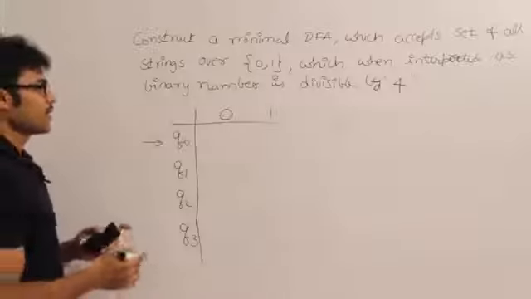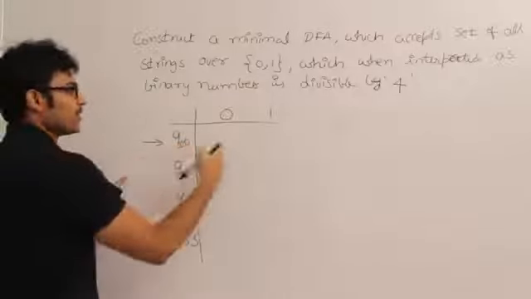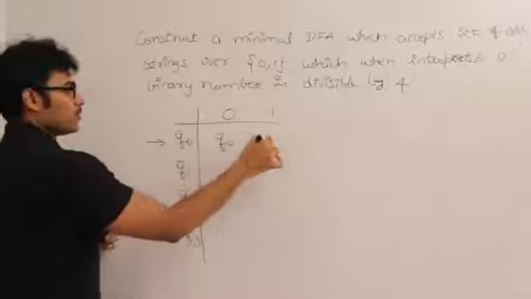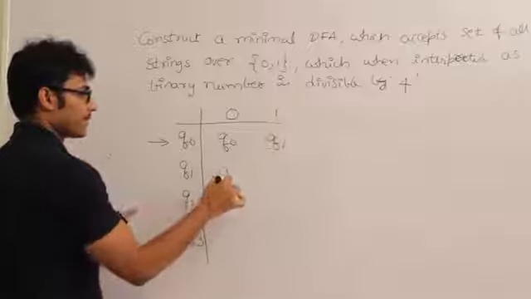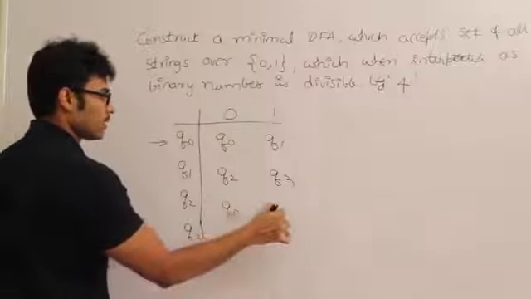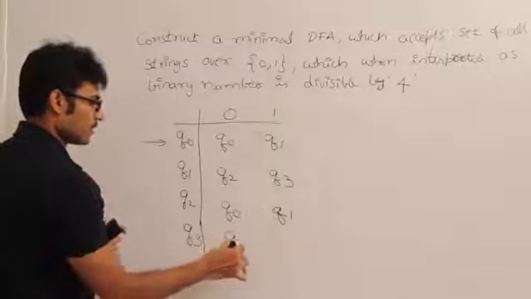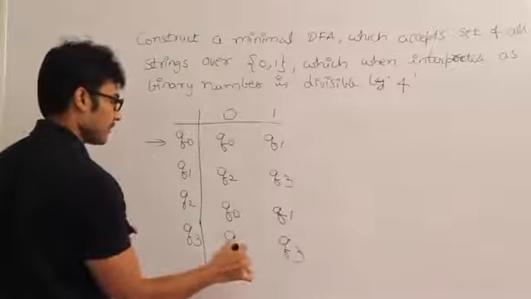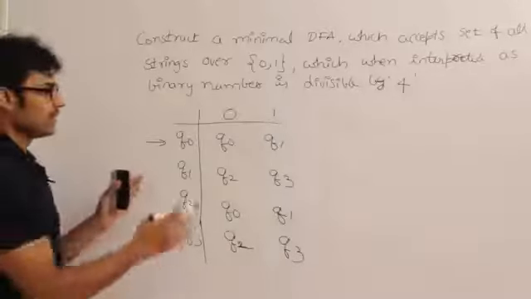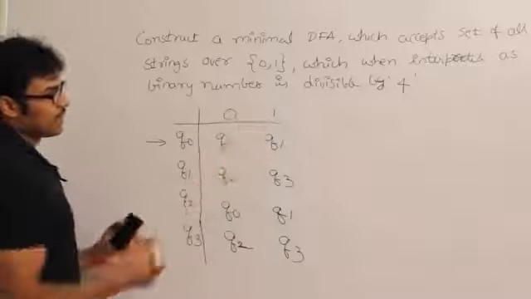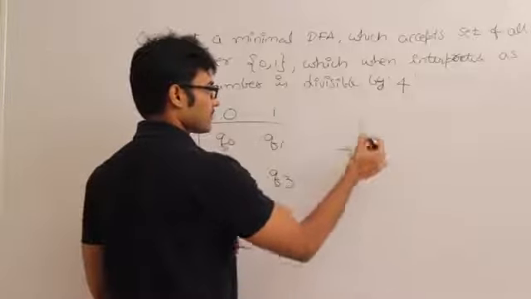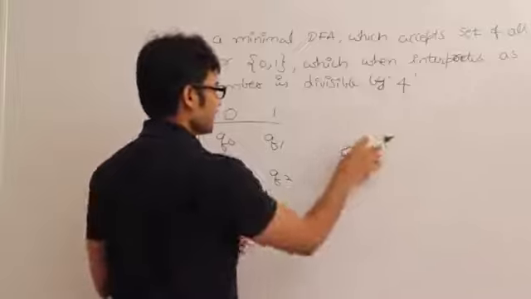So, what is the shortcut I told you? Just write Q0, Q1, Q2, Q3, Q0, Q1, Q2, Q3. Done. So this is how it can be constructed. Even if you convert it to a diagram, you can cross verify it. I will leave that as an exercise to you.